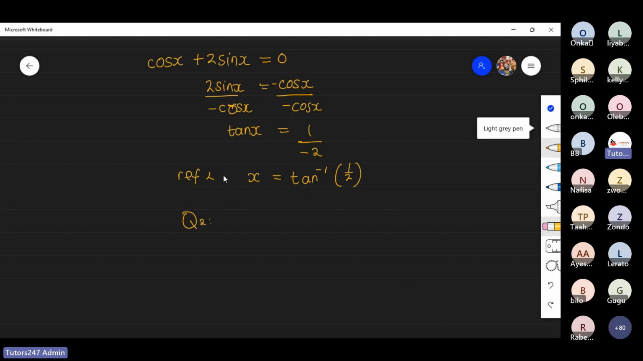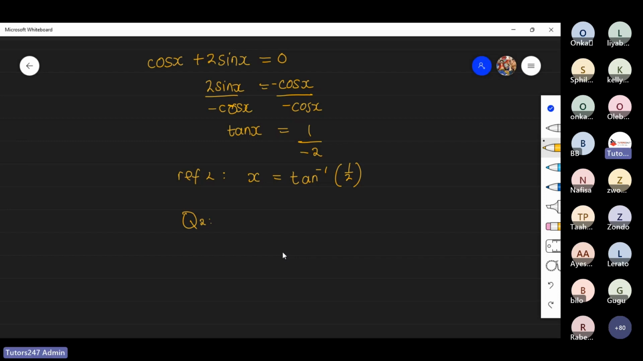If you don't know how to put tan inverse on your calculator, if you are using a Sharp calculator, press Shift. Shift is the yellow button located on the top left-hand corner. Press Shift, then press tan. You'll see you'll get tan inverse.